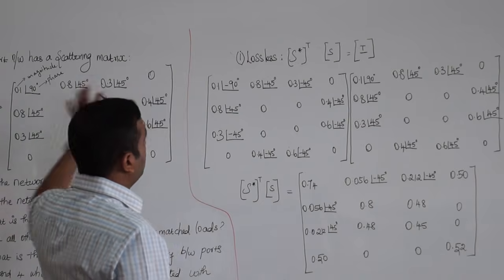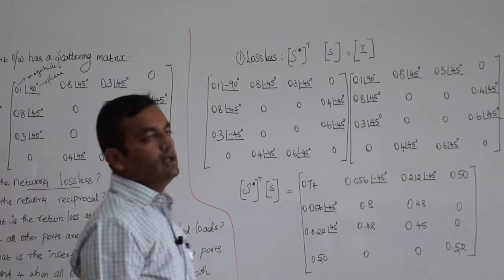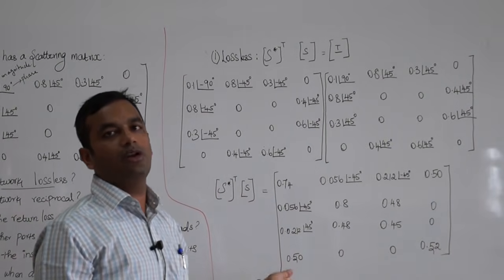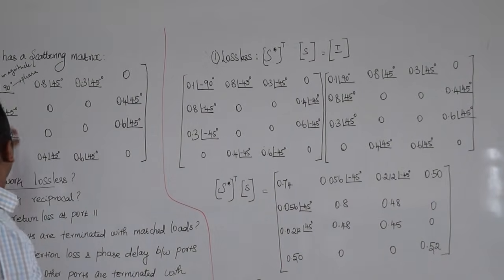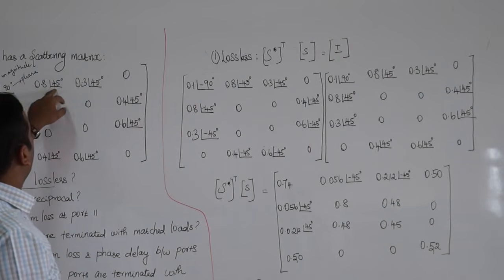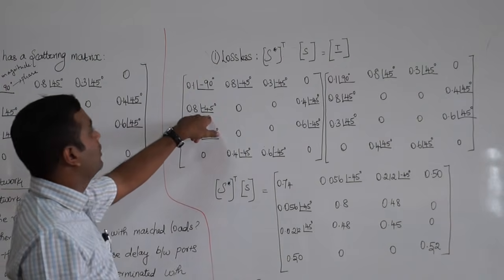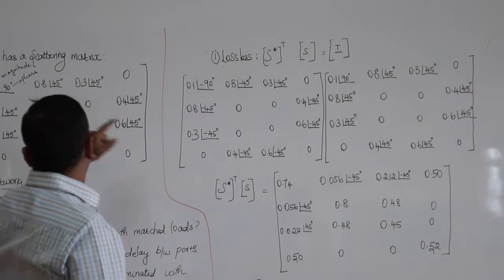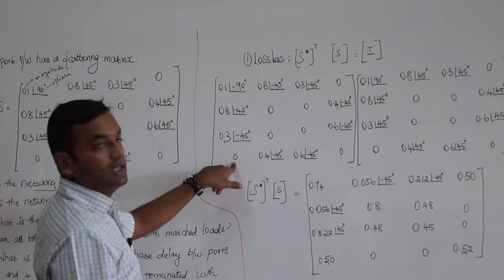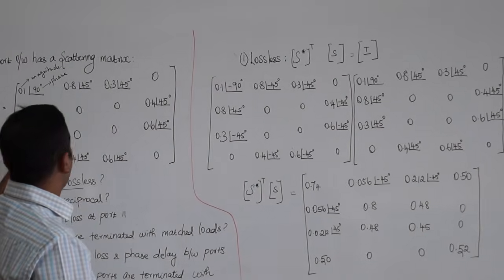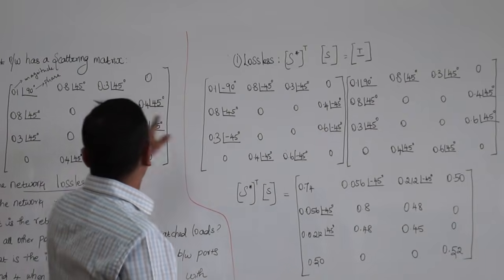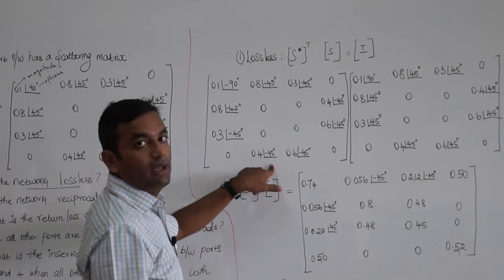So I have an S matrix. Let's find out S star transpose of the matrix. Writing the S transpose is nothing but converting the rows to columns and columns to rows. Now look at this. You have 0.1 angle 90, and the second element is 0.8 angle minus 45, because I am also taking the complex conjugate. The third element, 0.3 angle 45, becomes 0.3 angle minus 45. The fourth element is 0. The second row is 0.8 angle 45 becoming 0.8 angle minus 45, then 0, 0, and 0.4 angle 45 becomes 0.4 angle minus 45.